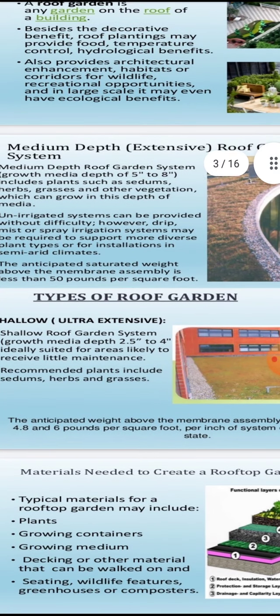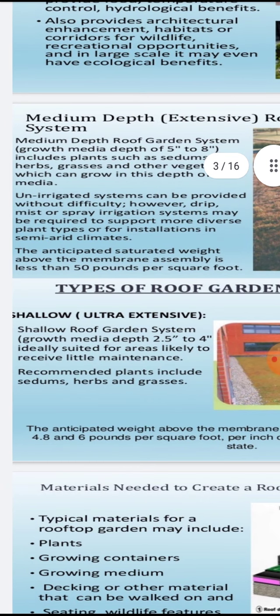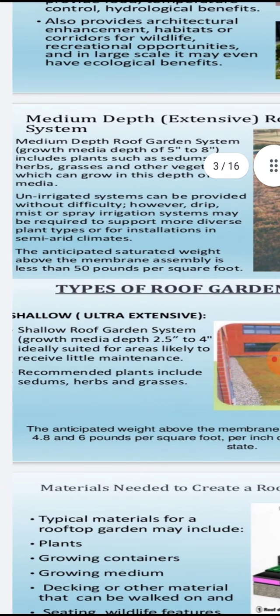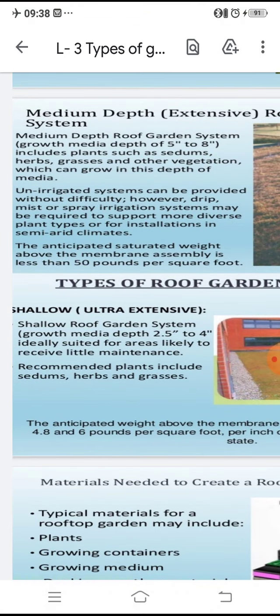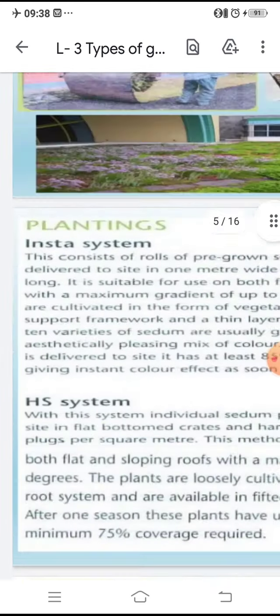Then there is the medium depth. So how is the roof garden system generally done? It includes certain plants like sedum, herbs, grasses, and other vegetation. Grasses means the lawns for greenery, and here we are observing a very good part of this.